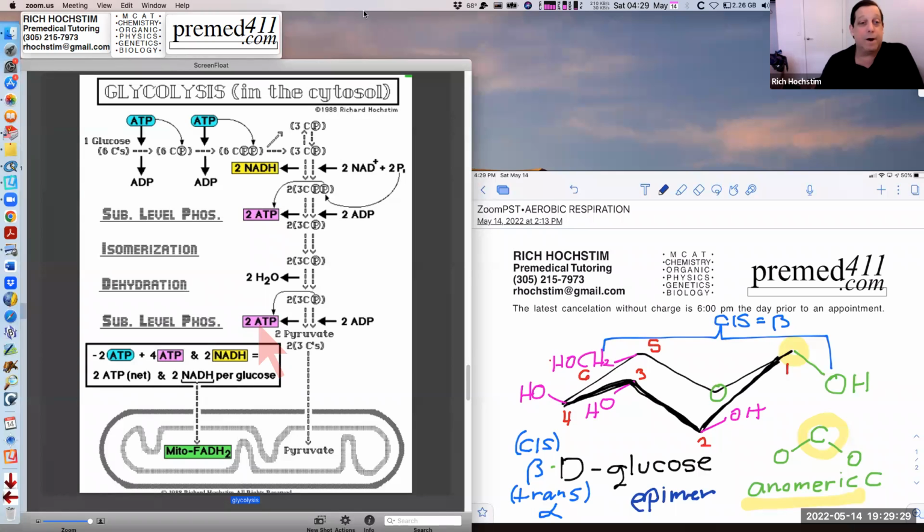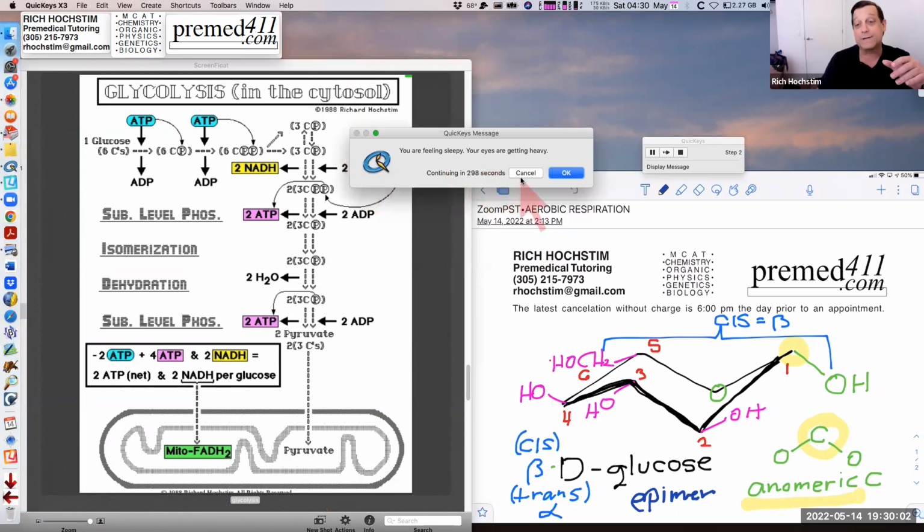Now, you don't need to know all the molecules here. You don't even need to know all their names, but you do need to understand that what we've accomplished is we've made 2 net ATPs and 2 NADHs per glucose. Now, all of this has occurred in the cytosol. And what happens is the pyruvate that we made, the 2 pyruvates, go straight into the matrix of the mitochondria for free.